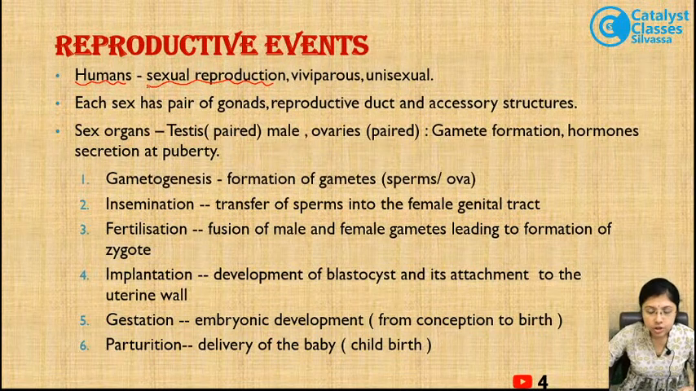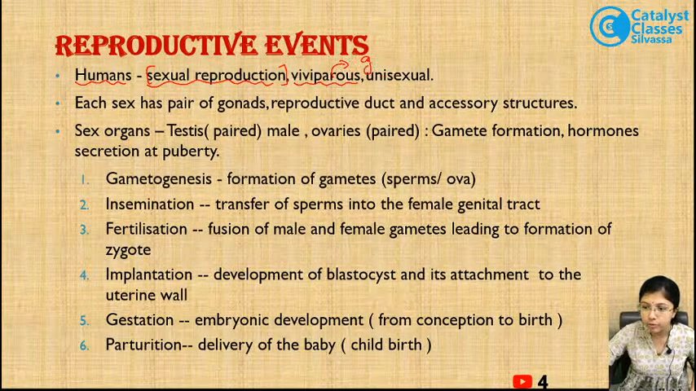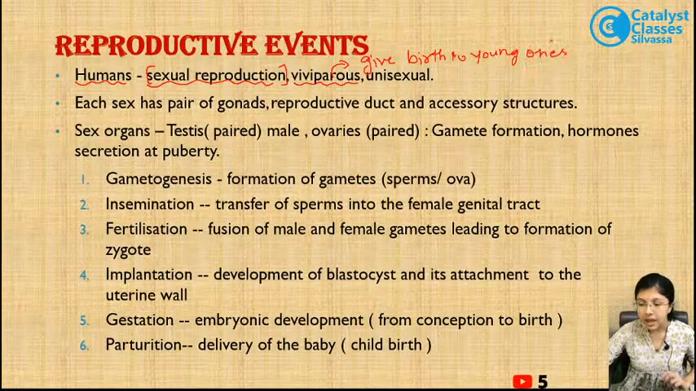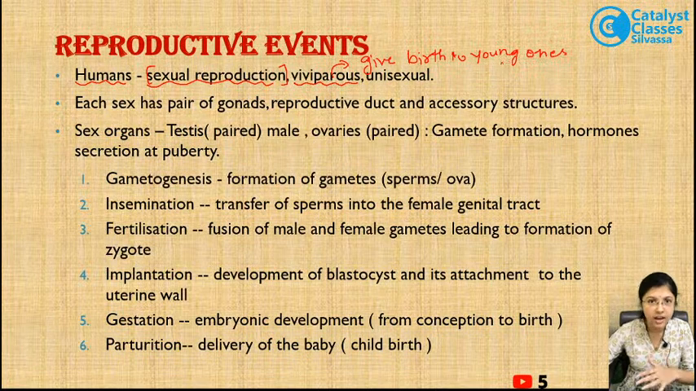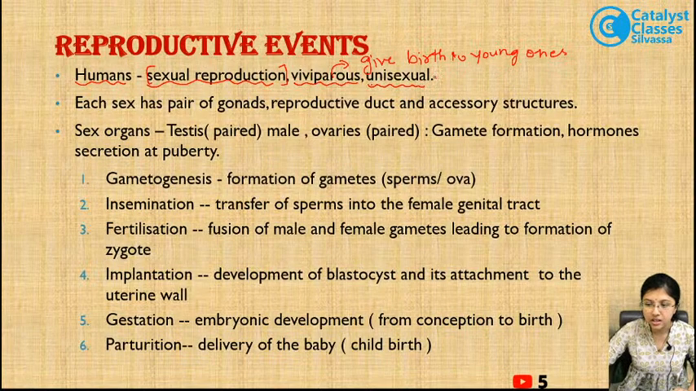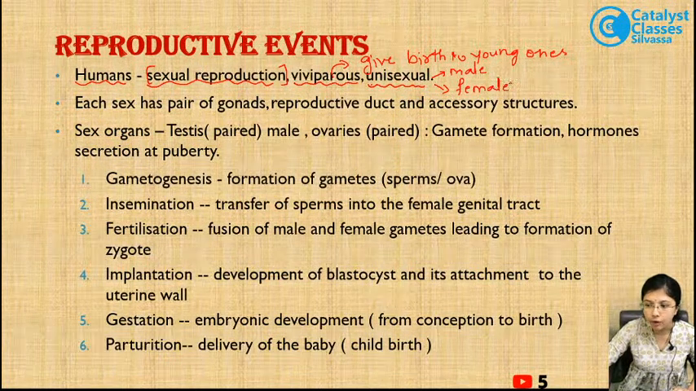So the first thing that you need to remember is humans always undergo the sexual reproduction process. The second important point is they are viviparous organisms. That means they directly give birth to young ones, right? And that means the small infants that are born, later on through their life cycle, lifespan, they will grow into adult organisms. And as I said again, they are unisexual. That means the sexes will be separate. The male body will be different and the female body will be different.